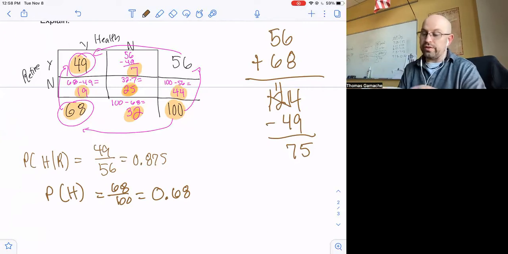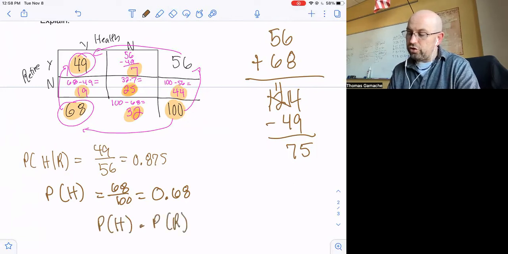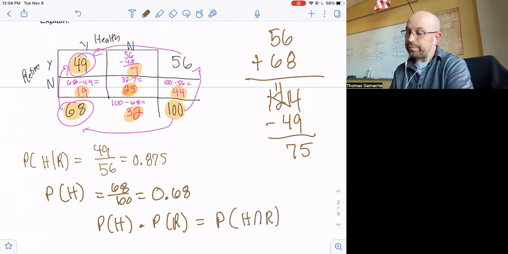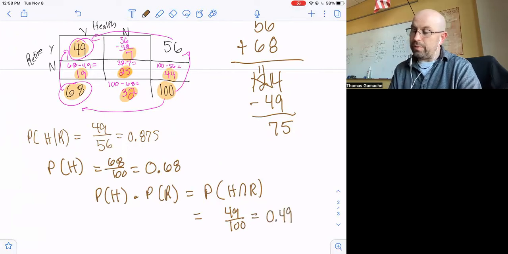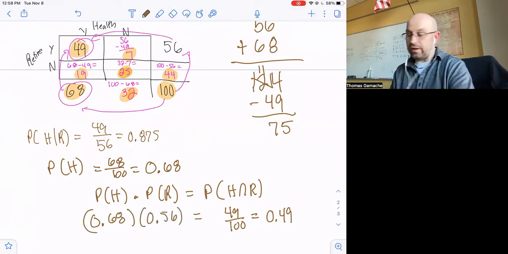There's another way you can do it as well. You can do the probability of having health insurance times the probability of having a retirement plan, which should equal the probability of having health and retirement. Probability of having health and retirement, the both, is 49 out of 100. It's 0.49. Probability of having health insurance, we've determined, is 0.68. Probability of having retirement is 0.56. We multiply them out. I guarantee you're not going to get 0.49.